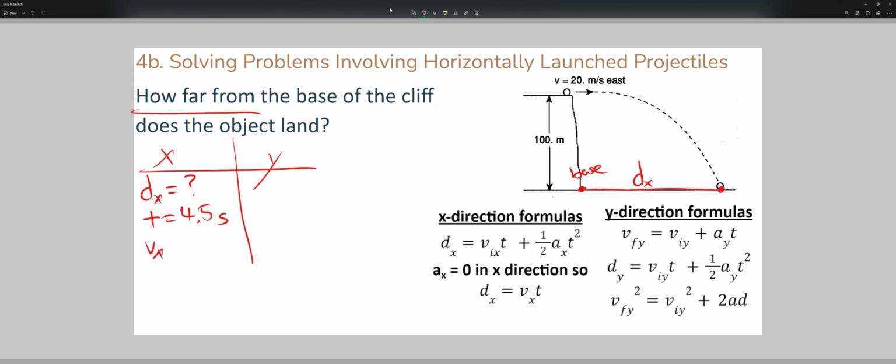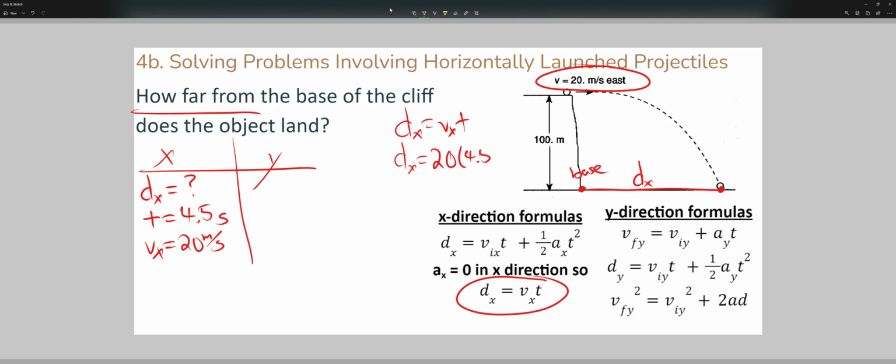And you know that your velocity in the x direction is 20 meters per second because you launched it horizontally at 20 meters per second. The only equation you can use in the x direction is that one, right? So dx is equal to 20 times 4.5, and now we get 90 meters. So it travels 90 meters away from the base of the cliff.